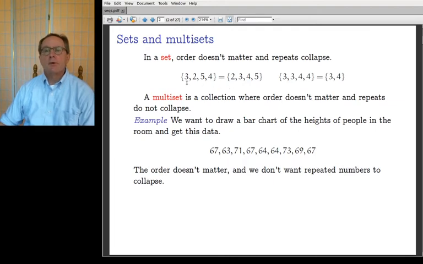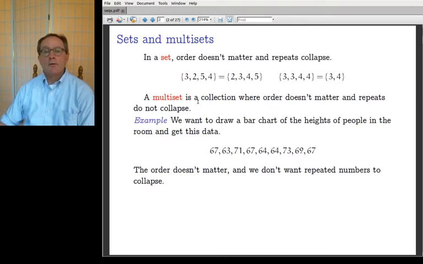So, for example, if I take the collection where 3 and 2 and 5 and 4 are all in the collection, that's the same collection as the one that contains a 2, a 3, a 4, and a 5. Likewise, if I take a collection that contains 3 and also 3 and also 4 and also 4, that's the same collection as the one that takes 3 and 4. The repeats collapse there. A multiset is a collection where order doesn't matter, repeats do not collapse.